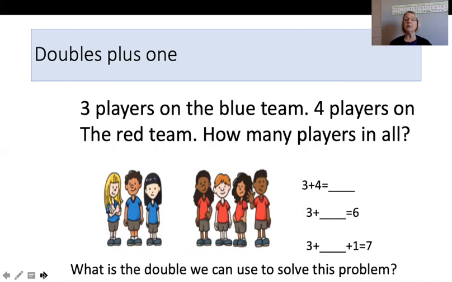This says 3 players on the blue team, 4 players on the red team. How many players in all? All right, so how many players in all? 3 on the blue team, 4 on the red team, so we have 3 plus 4. Well, we can change 4 to a double of 3 plus 3 is 6. So then we can say 3 plus 3 plus 1 is 7. So the double we use to solve this problem, which is the question that I asked you, what is the double can we use to solve this problem? The double is 3.